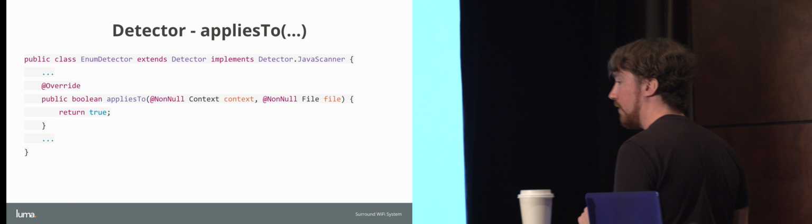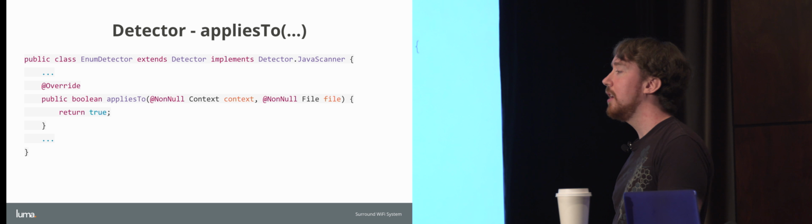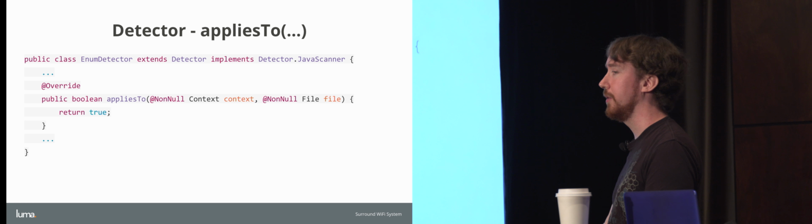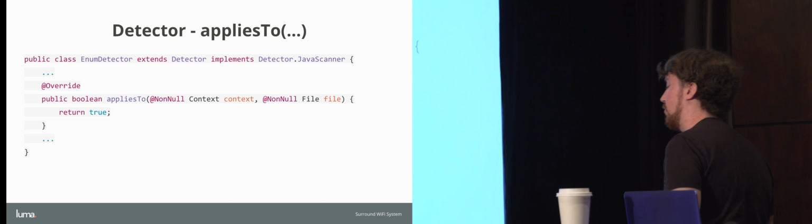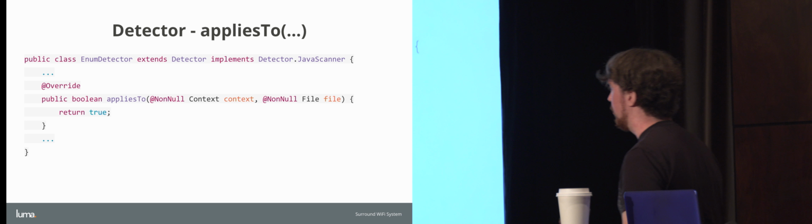So the first method, and the first idea that we'll look at with our detector, is the appliesTo method. Its idea is trying to figure out if a file that's been provided to us actually matters for this detector. Here I just return true. The idea being I've defined my Java file scope with my implementation, so every Java file will be passed into this appliesTo method.